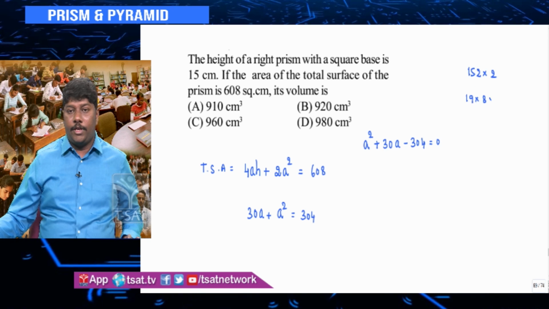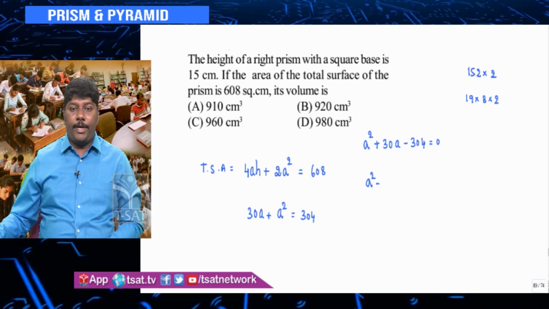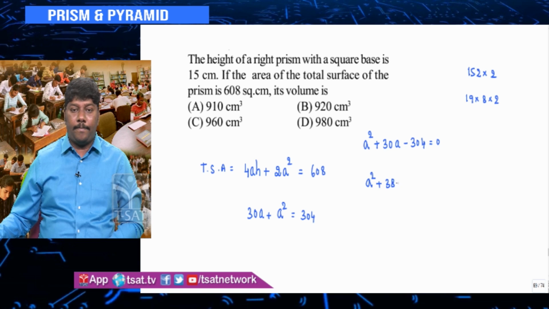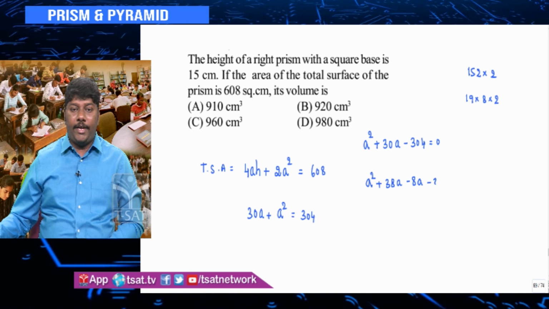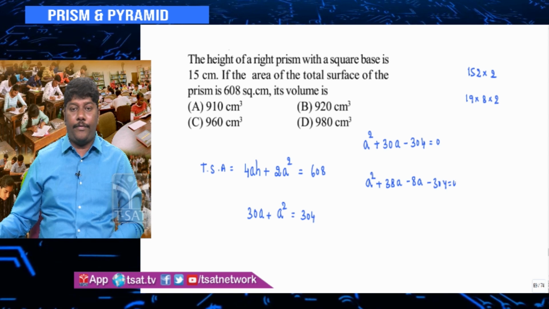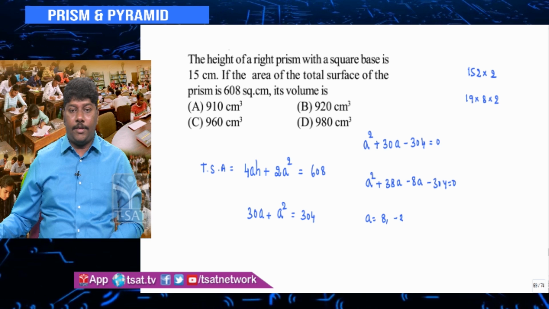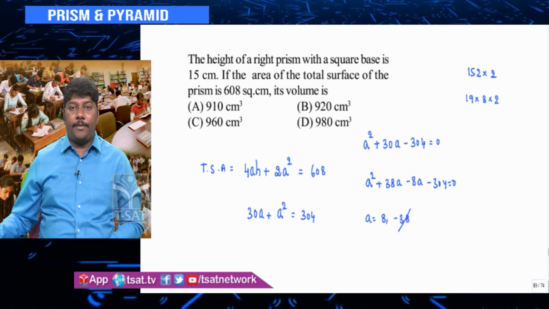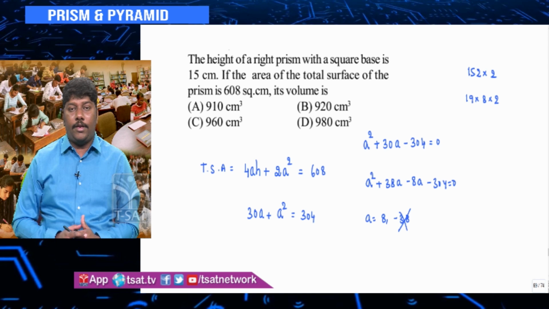19 8s into 2, so 38 and 8 you are getting. So a square plus 38a minus 8a minus 304 is equal to 0. If you factorize it, the factors are 8 and minus 38. However, you don't get minus 38. So the side of the square given is 8.